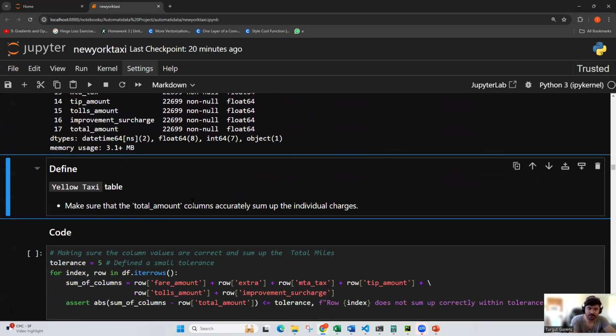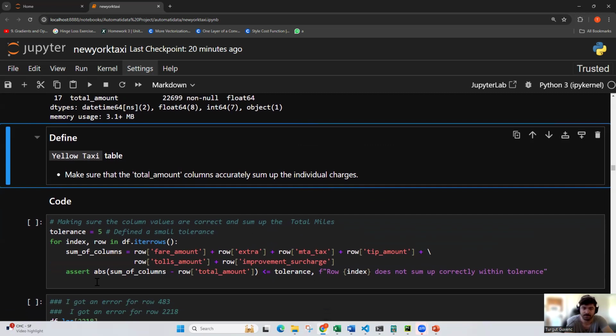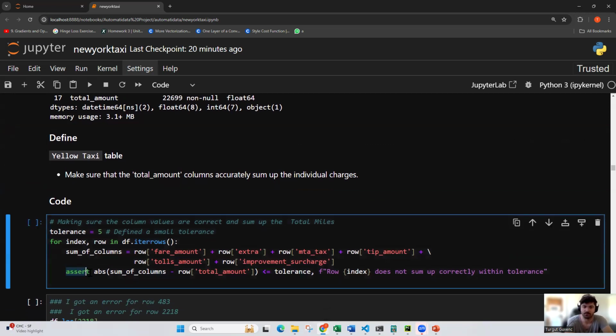And then make sure the total amount column accurately sums up the individual charges. We have a total amount, but we expect the other values in our data set to sum up to the total amount, to understand whether there's an error in our data set or not. This is one of the important things. If you have those kinds of values, they need to sum up, and you should check it. There is a basic software testing method, assert, that you can use.